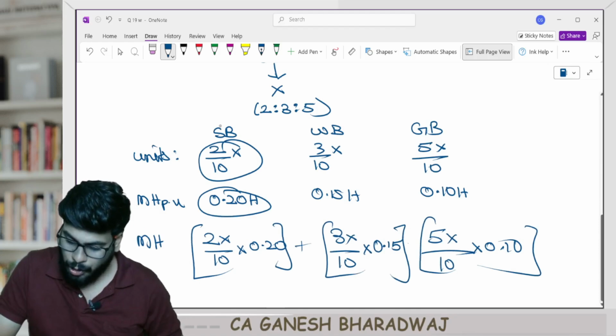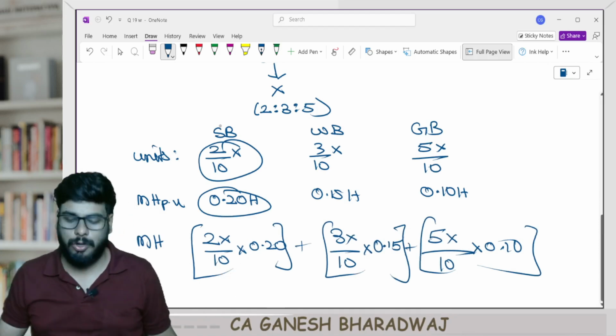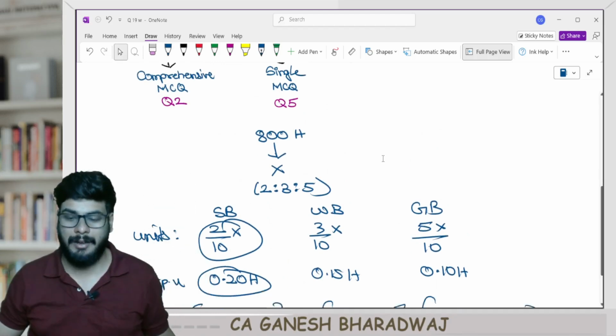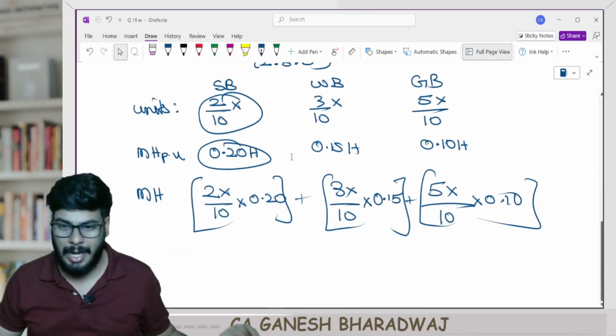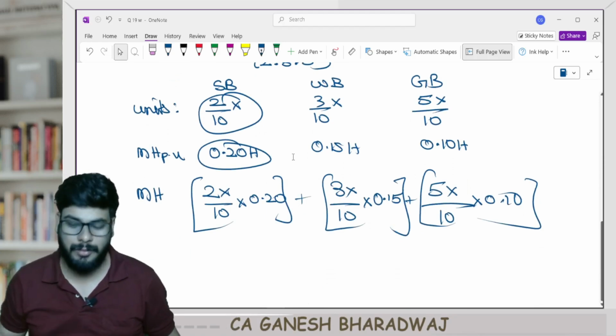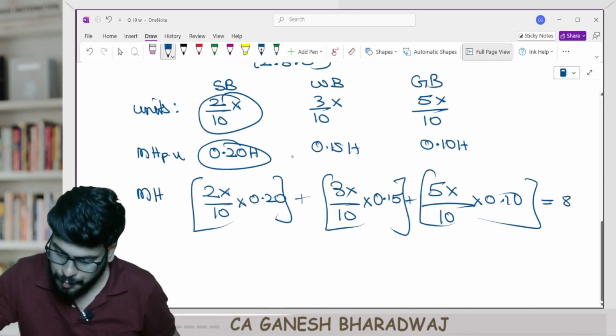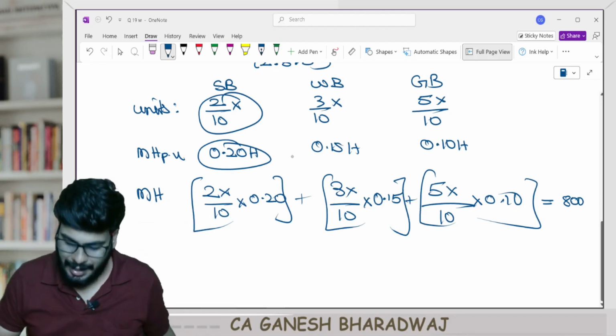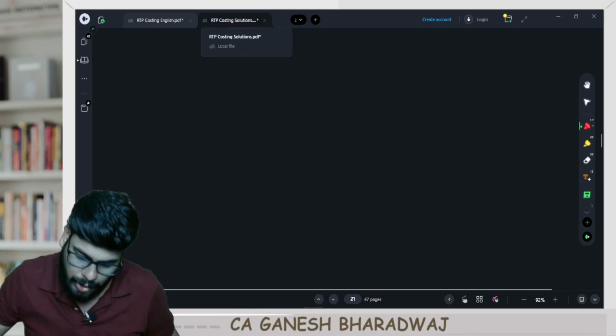And the sum total of these three should be equal to how much? 800, because 800 is the total number of machine hours I have, and using these machine hours only I am able to supply this. Are you clear with this? So the sum total of this should be equal to what? 800. If you equate this and solve, you will get the x value. This is exactly what they have also done here.